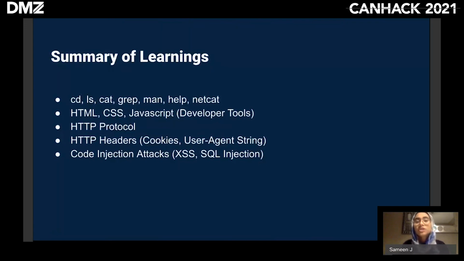We talked about HTTP headers and how they can include things like cookies, user agent string, and we even learned how to manipulate user agent string so that we can view pages not meant for a certain browser. We talked about code injection attacks like XSS and SQL injection, and we did a little demonstration of how they would work. So that is everything we learned today, and it is a lot.